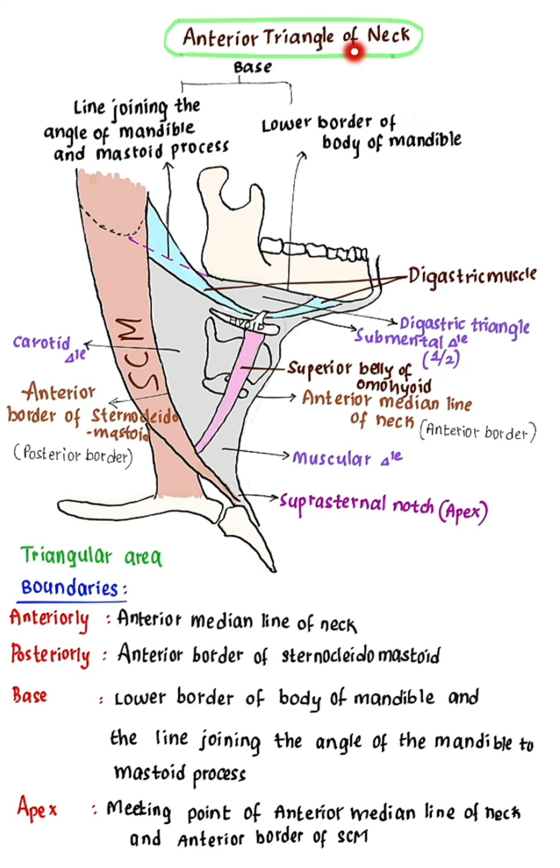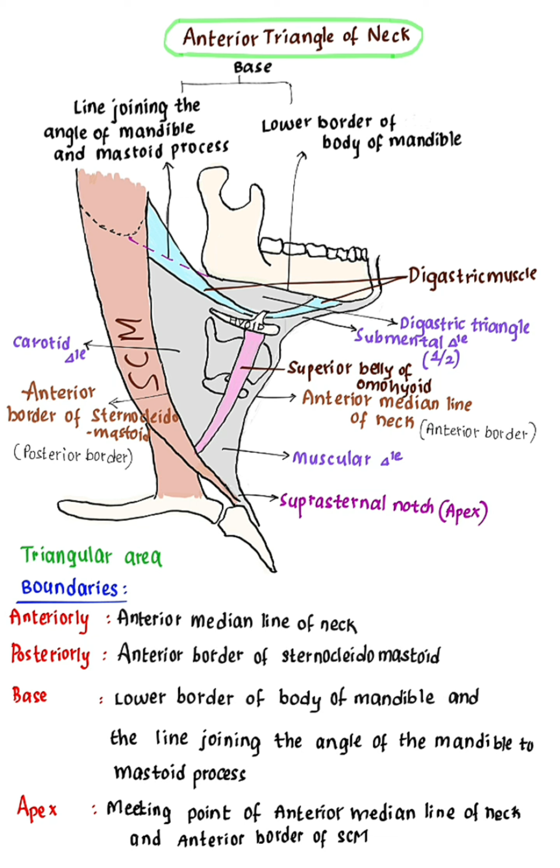Let us now learn about anterior triangle of neck. Anterior triangle of neck is a triangular area on each side of neck in front of sternocleidomastoid. Boundaries of anterior triangle. Anteriorly, anterior median line of neck extending from symphysis menti to suprasternal notch. Posteriorly, anterior border of sternocleidomastoid.